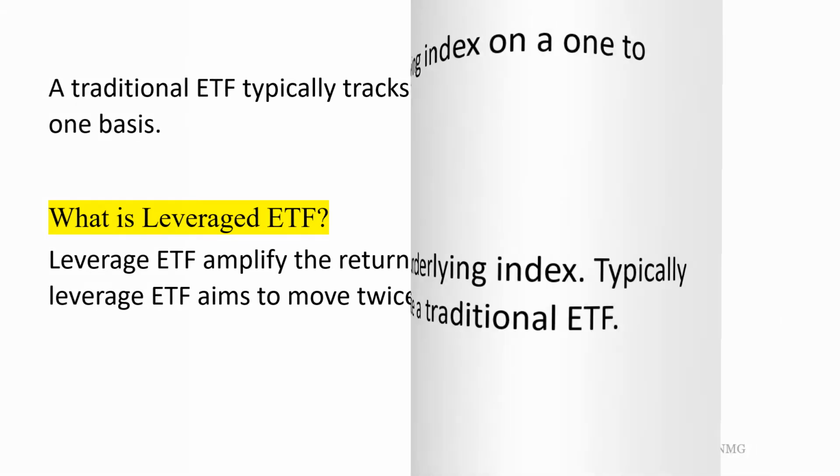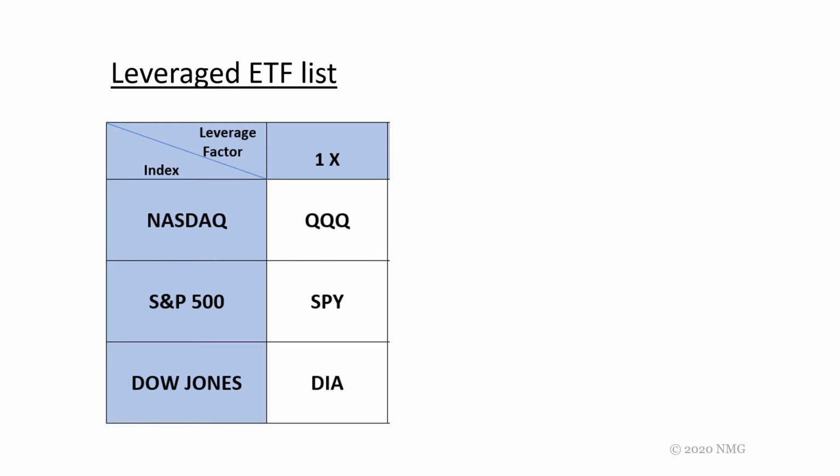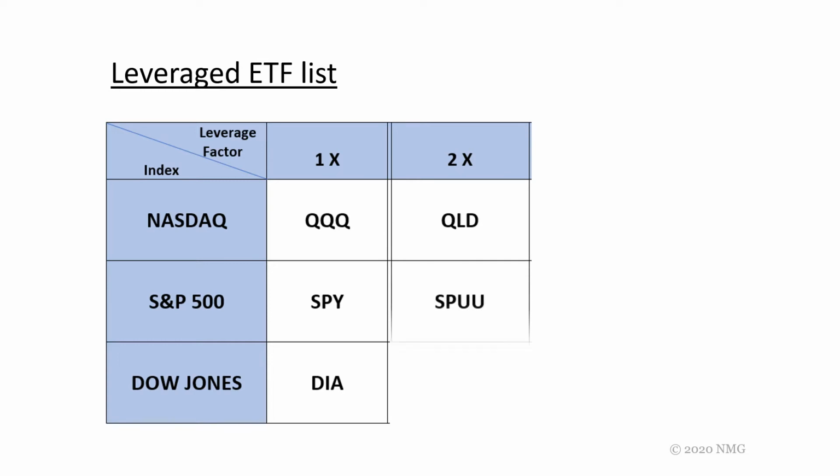Let's look at the leverage ETFs for Nasdaq, S&P, and Dow Jones. In this chart, QQQ represents the ETF that closely tracks Nasdaq, SPY closely tracks S&P, and DIA closely tracks the Dow Jones Index. Here are some leveraged ETFs. QLD amplifies the movement of Nasdaq by 2 times. In other words, if Nasdaq or QQQ moves by 1%, QLD moves by 2%.